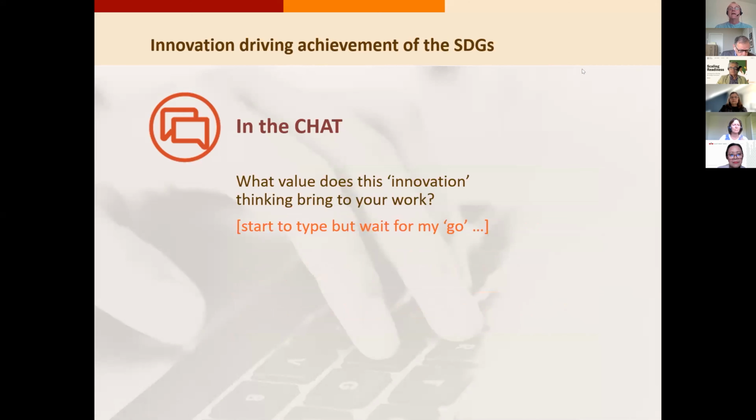What value does this innovation thinking bring to your work? Please do not yet type it. What will happen is we will get a big wave of chat that will flow in our direction. So I'm going to give you a countdown in about 10, 15 seconds. I would like you to start to post your answers to the question, what value does this bring to your work? So 5, 4, 3, 2, 1, go. If you can post now your chat messages, we should be seeing a lot of messages pouring onto the screen. These should be going to the whole audience, so choose all panelists and attendees.